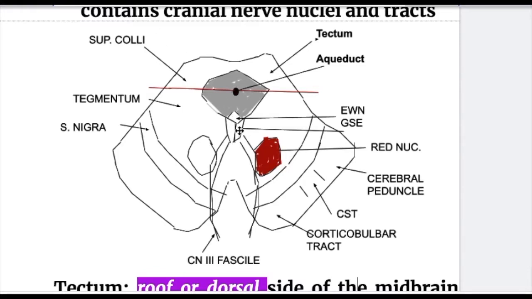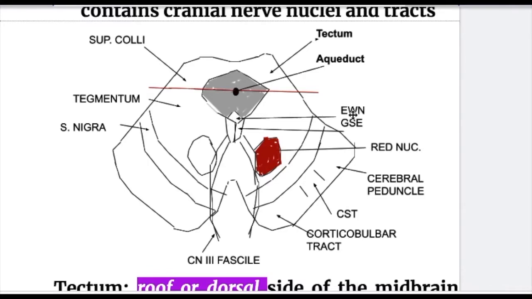The general somatic efferent nucleus is in front of the periaqueductal gray matter, and it supplies the extraocular muscles except the superior oblique, which is supplied by the fourth cranial nerve, the trochlear nerve, and the lateral rectus, which is supplied by the sixth cranial nerve, the abducens nerve. And these are the fascicles of the nerve which arise from the nucleus. And the second nucleus is the parasympathetic nucleus.